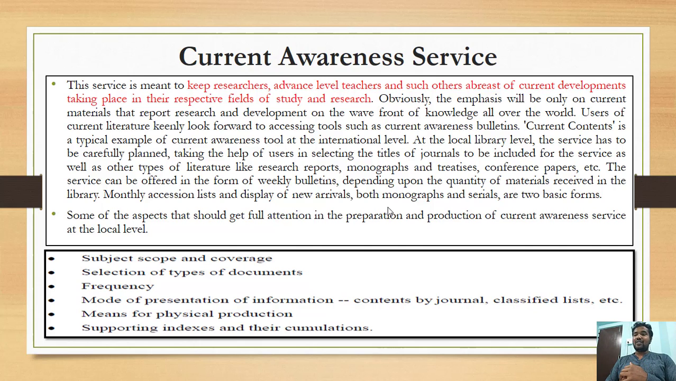The mode of presentation of information: contents by journals or classified lists, etc. How are you going to present it? Do you want to give only the bibliographical details, and how is it going to be arranged, whether in alphabetical form, class number wise, or chronology wise? Means of physical production: whether it will be produced in a print format or in an online format or digital document.